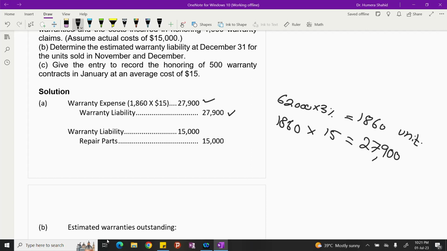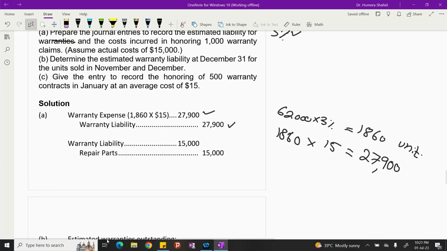Then this also mentioned that 1,000 units cost we also need to record. So these are 1,000 units which came for the warranty. Because 1,000 units out of 1,860, we are honoring them, we are repairing them, they are no more going to stay in our warranty liability. So we have to remove them from our warranty liability, right? So 1,000 units we are repairing, 15 is the cost. So 15,000 liability will be reduced.